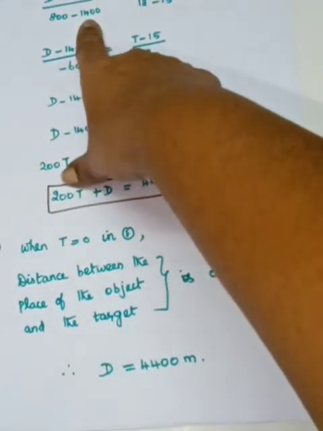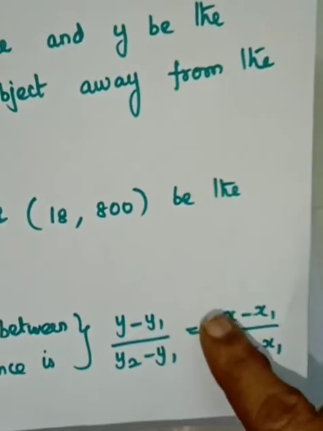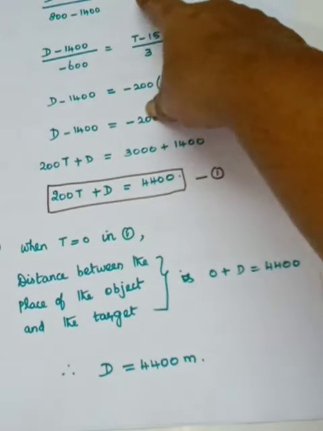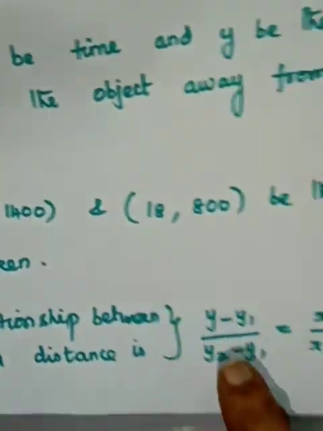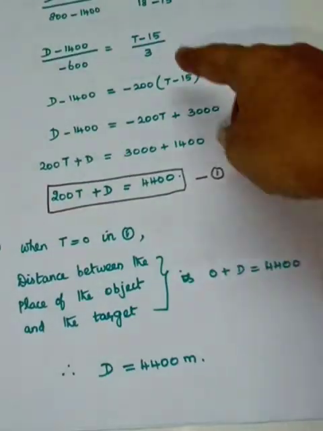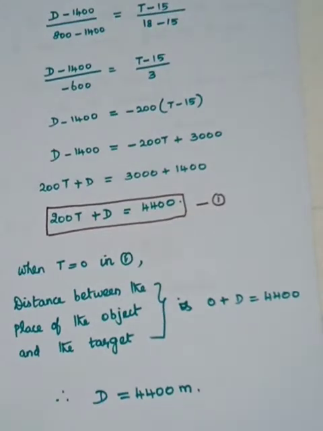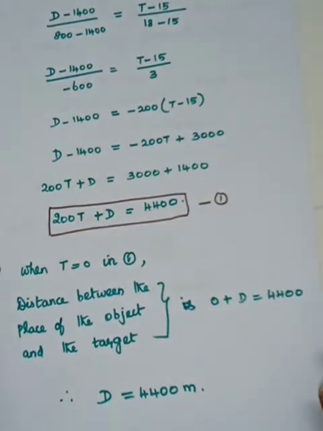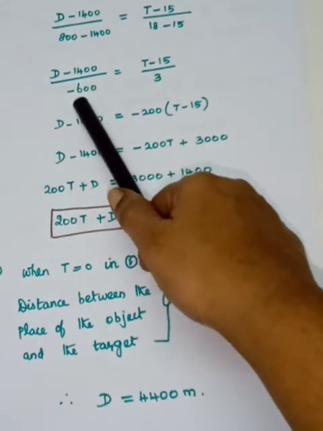800 minus y1, that is 1400, is equal to x. We have taken x as the time, so it is t. t minus 15 divided by 18 minus 15. Why is it t minus 15? x minus x1. Your x1 is 15 and x2 was 18. So it is substituted here. When you calculate 800 minus 1400, that is minus 600, is equal to t minus 15 divided by 18 minus 15, which is 3. So you can cancel 3 and minus 600. So here you have minus 200.